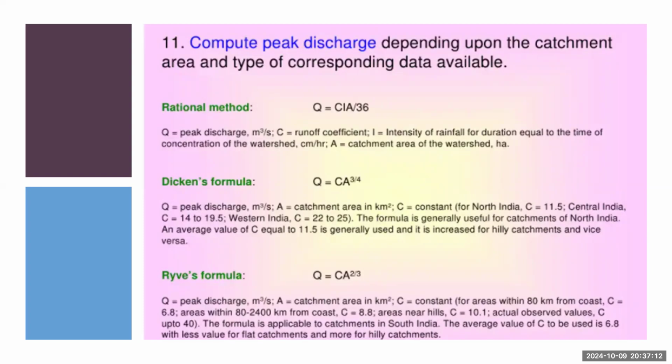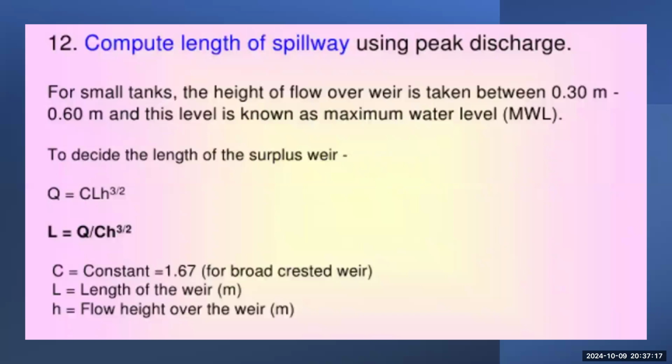So these formulas are used to find out the peak discharge of the catchment, and based on that, the length of the spillway is worked out. The term spillway is used in the case of a dam. So here the term waste weir or surplus weir is used. For small tanks, the height of flow over a weir is taken between 0.3 meter to 0.6 meter. And this level is known as the maximum water level. We have seen this in the sketch during the earlier discussion.